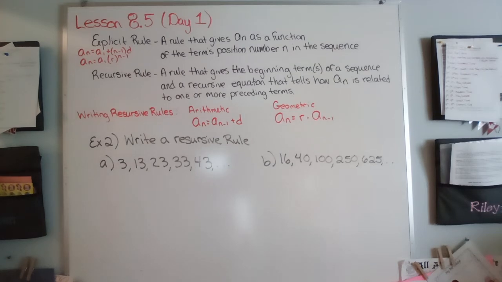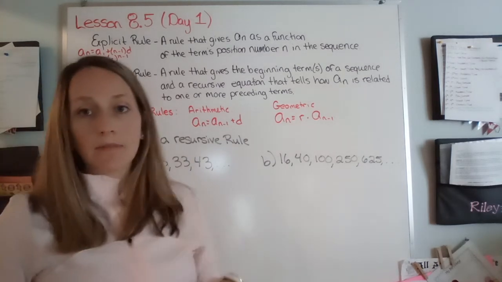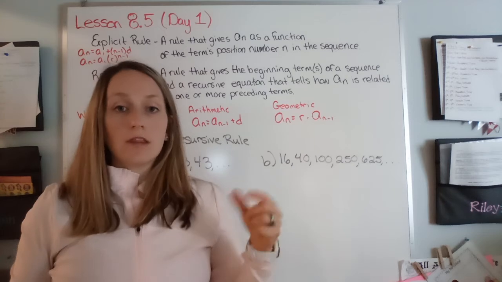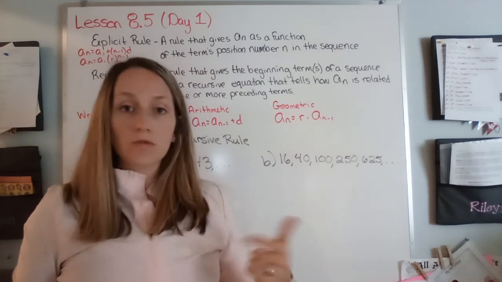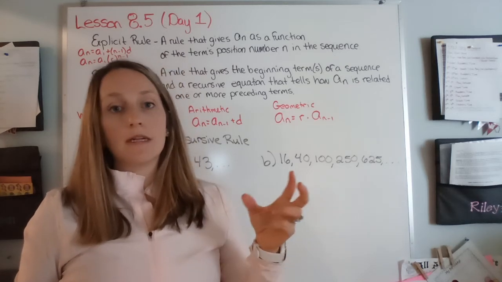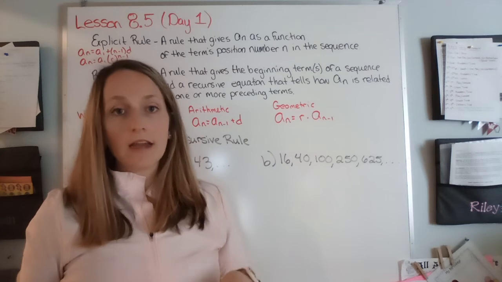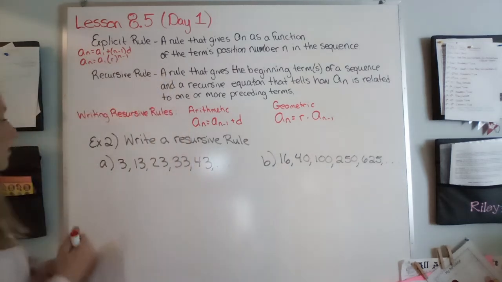All right, so think about what we need in order to write the rule. Think about what information you were given in the last set of problems. You were given the beginning term of the sequence, and then you were given the rule. And the rule included either the common difference, if it was arithmetic, or the common ratio, if it was geometric. So let's first determine what kind of sequence this is.